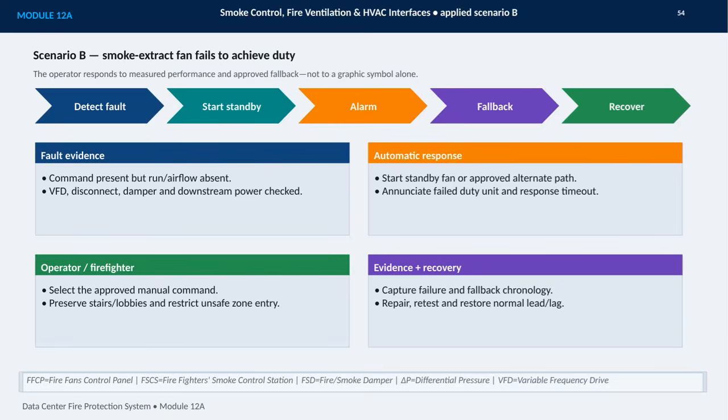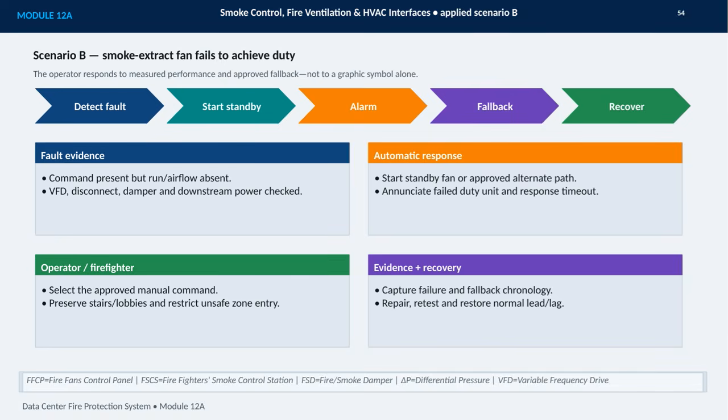This scenario focuses on a smoke extract fan that receives a command, but fails to deliver the required run signal or airflow. The key principle is that the operator responds to measured performance and the approved fallback procedure, not to a graphic symbol alone. The sequence begins by detecting the fault and checking the evidence. That includes confirming the command is present, then checking the VFD, disconnect, fire or smoke damper, and downstream power.